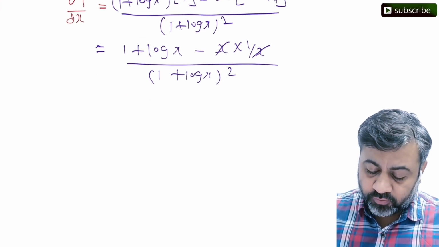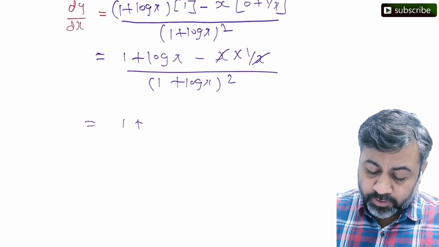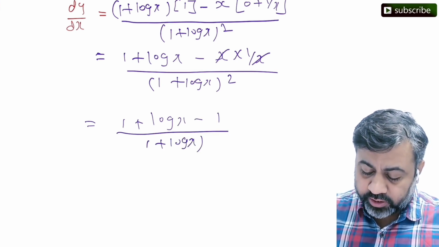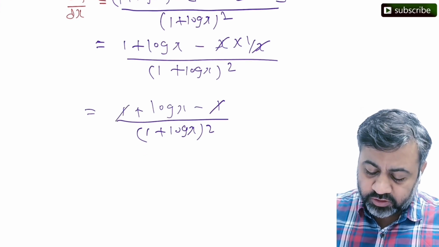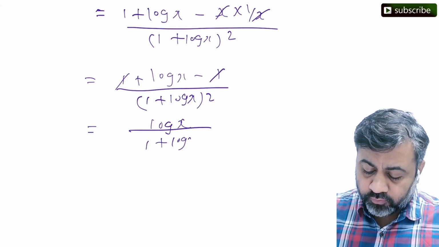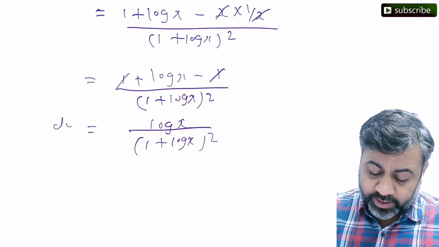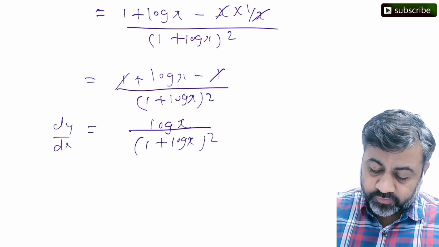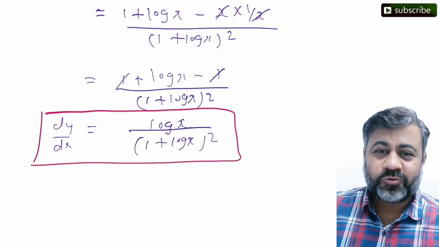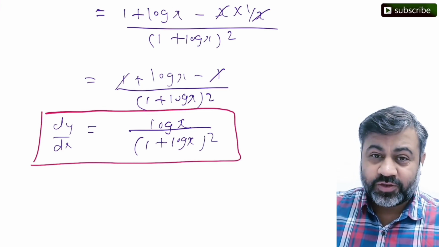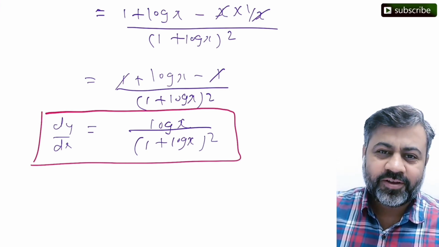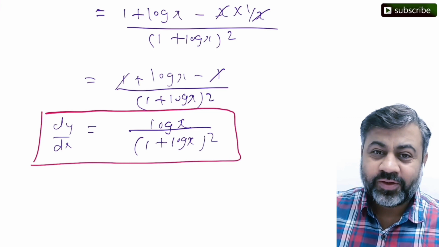Problem is solved, because what we get next is 1 plus log x minus 1 upon 1 plus log x the whole square, cancelling out plus 1 minus 1. We are left with log x by 1 plus log x the whole square, and this is what we wanted to prove, right? We wanted to prove dy by dx as log x by 1 plus log x the whole square. Very easy question, provided you understand this basic thing where we convert implicit function to explicit function.